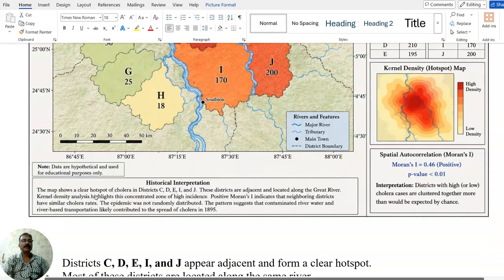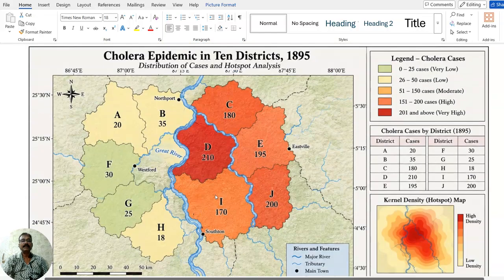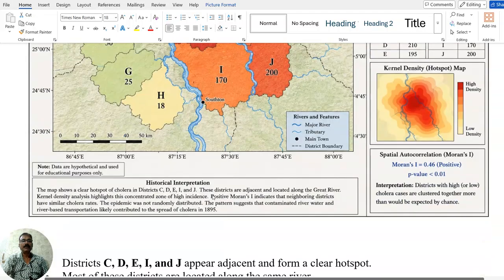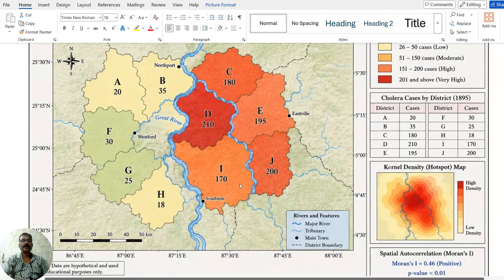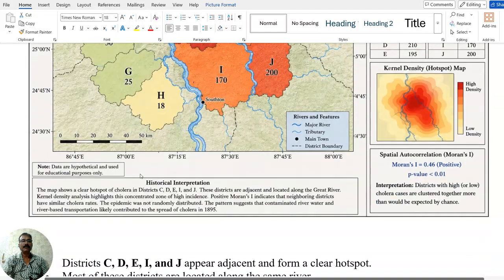This map shows a clear hotspot of cholera in districts C, D, E, I, and J. These districts are adjacent and located along the river, the Great River. All of these are surrounded by the river.